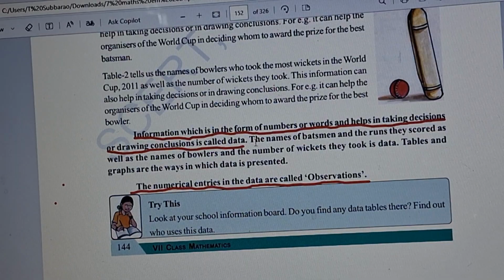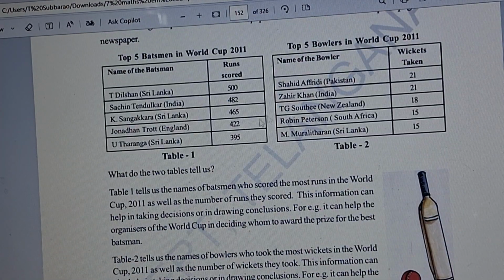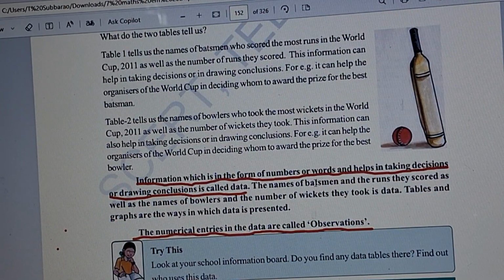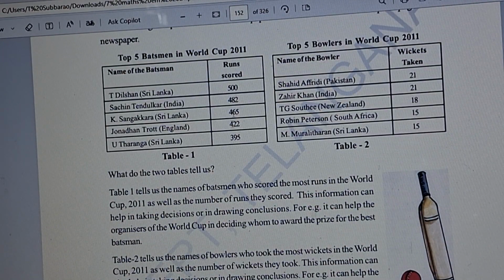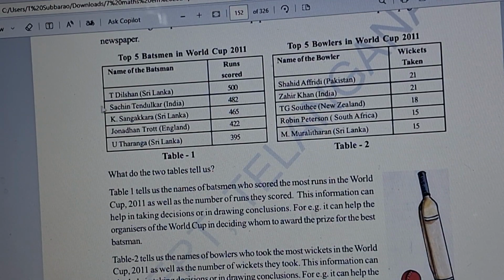This is the important part, children. What I have underlined, that you have to write it as the definition. What is data? It is information which is in the form of numbers or words. Here you have got both. You have got numbers as well as you have got words. So information which is in the form of numbers or words and helps in taking decisions. See, what decision you are taking with this? You are taking with this that batsmen in the World Cup. These are all the top 5 batsmen. In that, the best one is Dilshan. So with the help of these numbers, you can understand the rank of this.